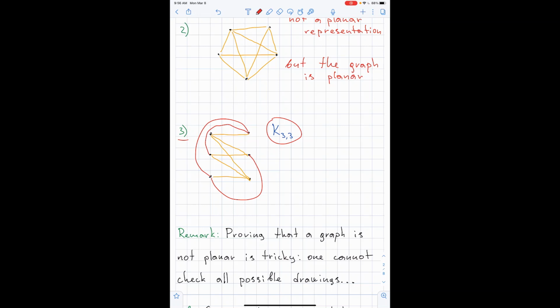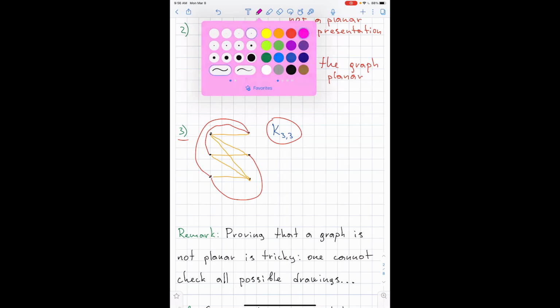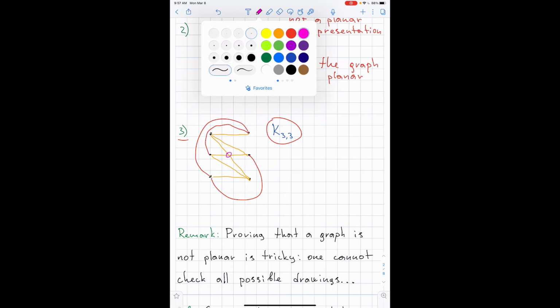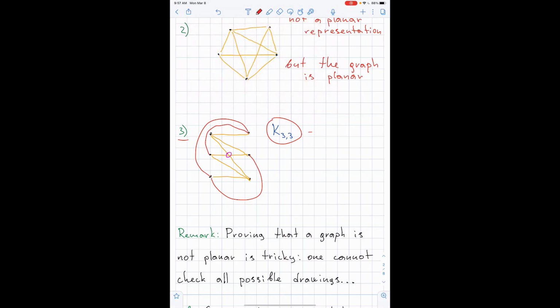We need to redraw one of these two edges, and there is no obvious way to do that. We cannot really make them go around. They will have to intersect some of our edges anyways. So in fact, we will prove a little bit later that K33 is not planar. So it is not possible to draw it on the plane without self-intersections.